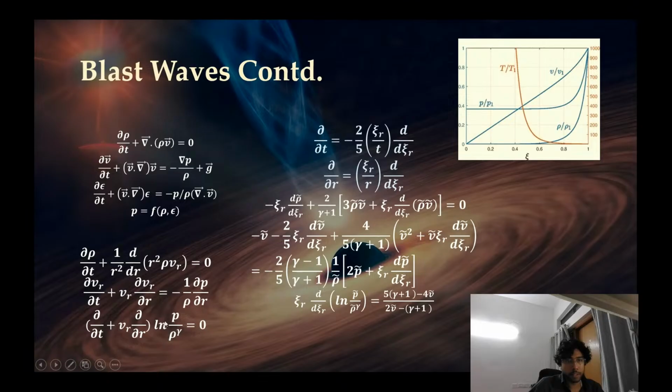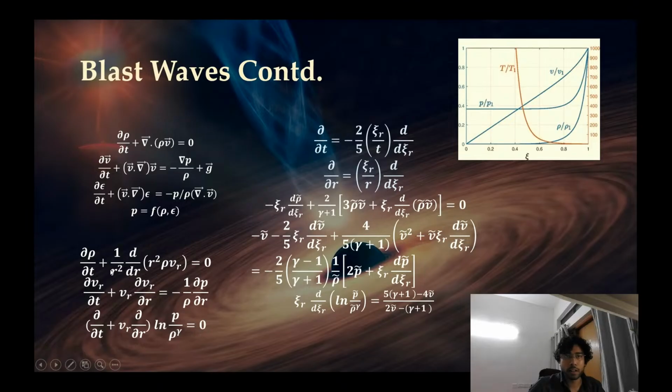So from here, we have three equations and three variables, rho, v, and p. Now we are trying to solve these three equations and see how the variables vary in the shock region. Again, we do one change of variables in these equations.